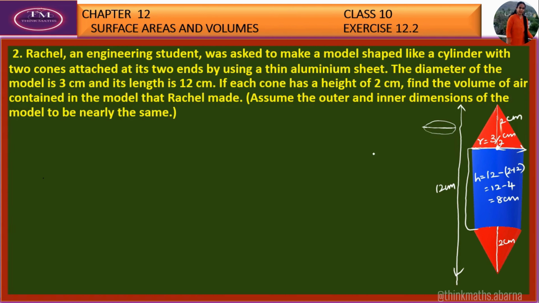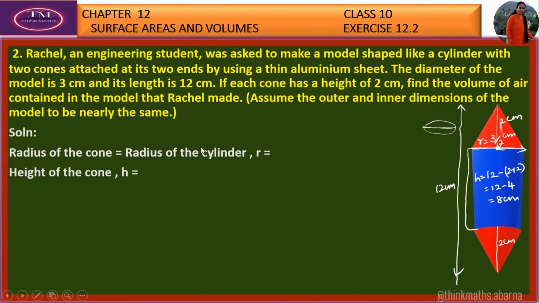So these are the data given. We have to find out the volume of air contained in the model. So it is nothing but the volume of air in the top cone, plus the volume of air in the bottom cone, plus the volume of air in the cylinder. Both the cones are of the same dimension. So it is nothing but 2 into the volume of cone plus the volume of cylinder, which will give the volume of air in the model. So let us start the solution.